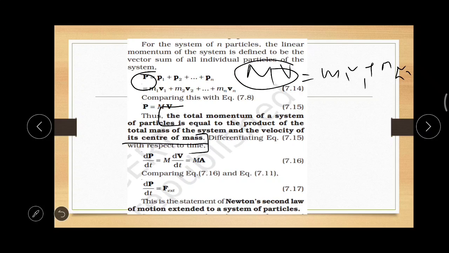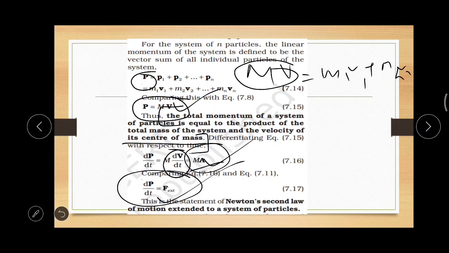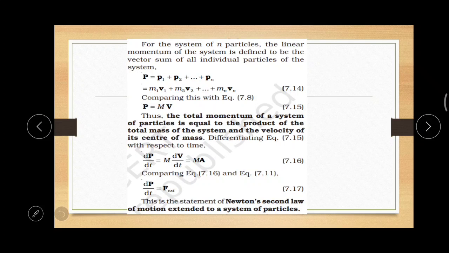Now differentiating, dP by dt is M into dV by dt. Already you have P as MV, so substituting, M into dV by dt will be there. dV by dt is actually A, where capital V is the velocity of the center of mass and A is the acceleration of the center of mass. So M into A is the F external. So dP by dt is equal to F external. That is Newton's second law of motion extended to a system of particles. As you are considering a system of particles, the modified Newton's second law of motion for the system of particles is dP by dt equal to F external.